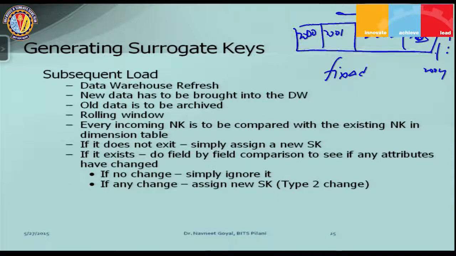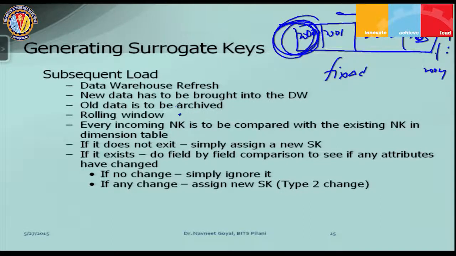So once I slide this window forward, this 2000 goes out of the window, and 2004 comes inside the window. So I'll have to basically archive this 2000 data. So this is how the rolling window or the sliding window protocol works, right? Every incoming natural key is to be compared with an existing natural key in the dimension table.